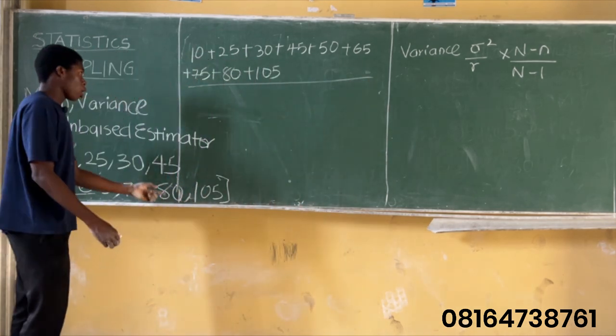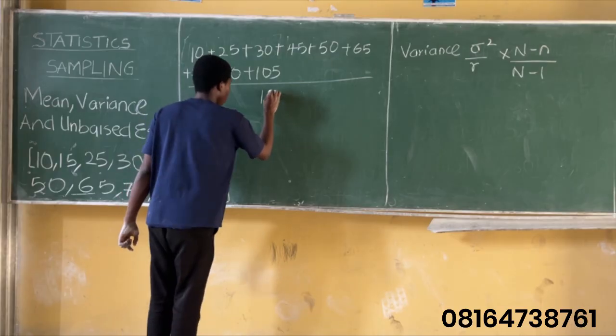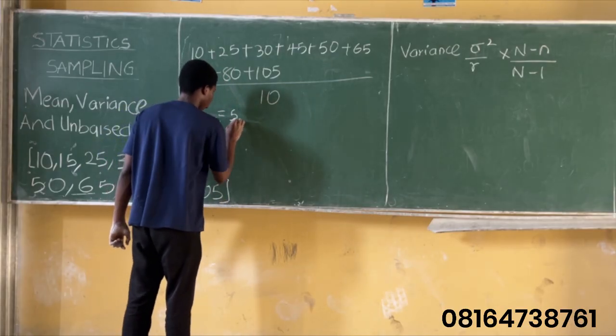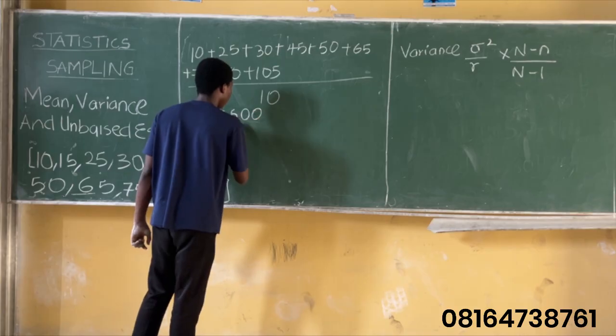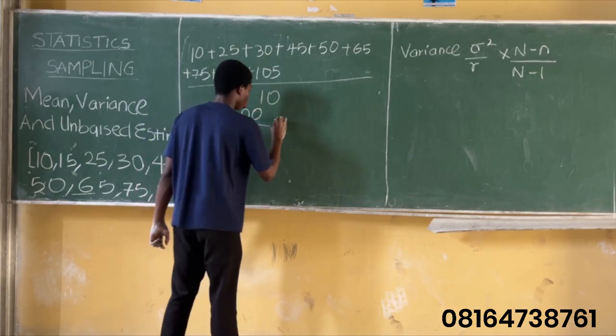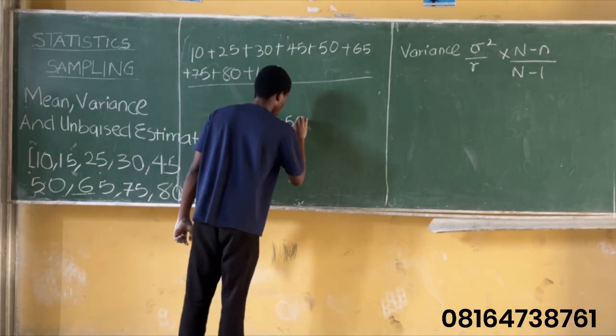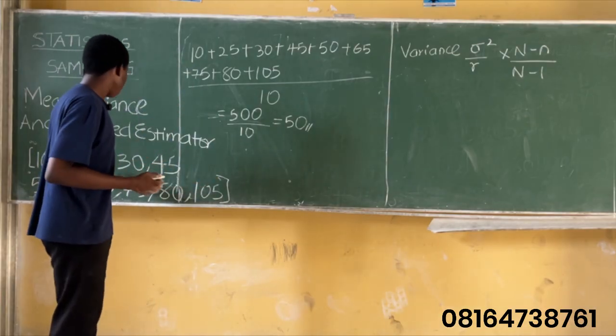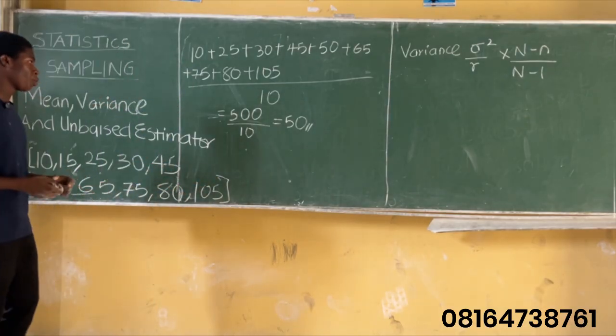We have 10 numbers over here. So if you do the addition, it's going to give you 500, divided by 10, which is equal to 50. So now we have been able to get the mean using the total population.